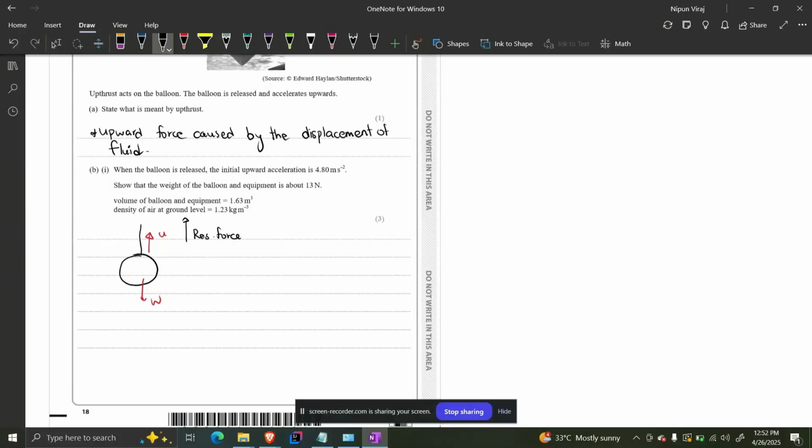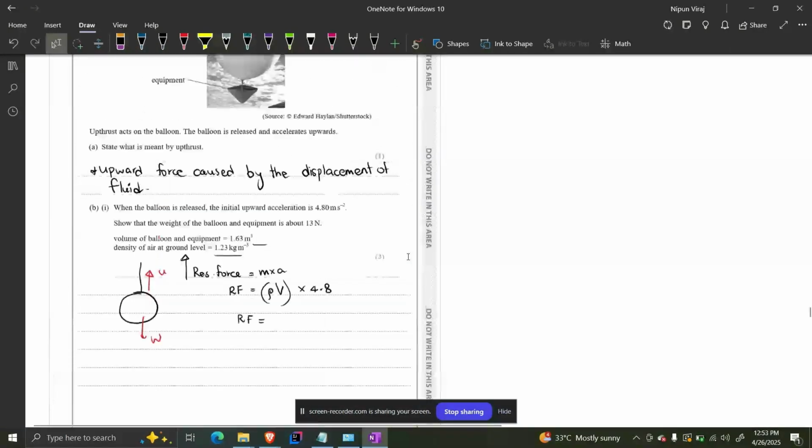Resultant force upward will be equal to mass into a. Let's say it is RF. RF is equal to mass, which means density into volume of the balloon, multiplied by 4.8. We know the density is 1.23 because the balloon is filled with air, and the volume is 1.63. So we can get the resultant force, but first of all we should find the weight only, right?